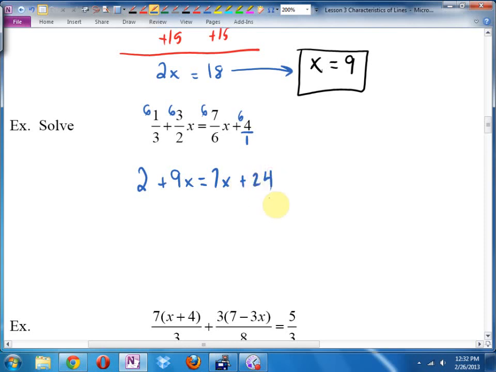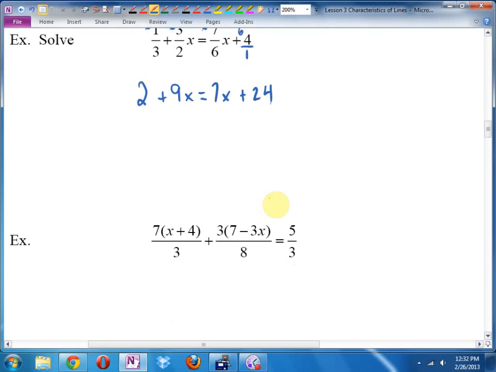Rachel is bursting right now to say, hey, Mr. Dewick, I notice once again that we have one variable and a constant equals one variable and a constant. Yeah, that's our goal. Turn it into something we already know how to solve. So solve this.